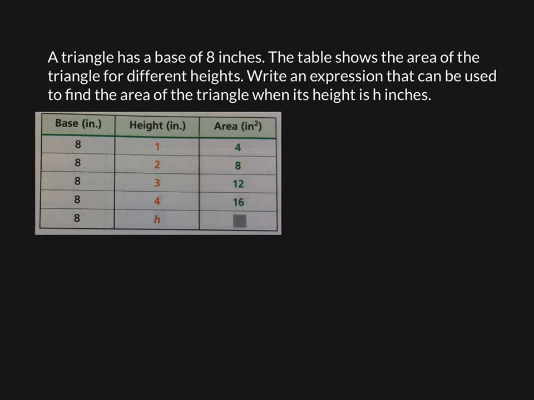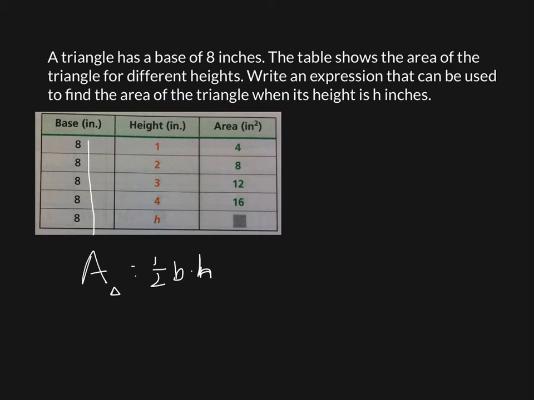All right, lastly here, a triangle has a base of 8 inches. There's our 8 inches. The table shows the area of the triangle for different heights. Write an expression that can be used to find the area of the triangle when its height is h inches. Luckily, I know the formula for the area of a triangle, and that is the area of a triangle equals 1/2 the base times the height.